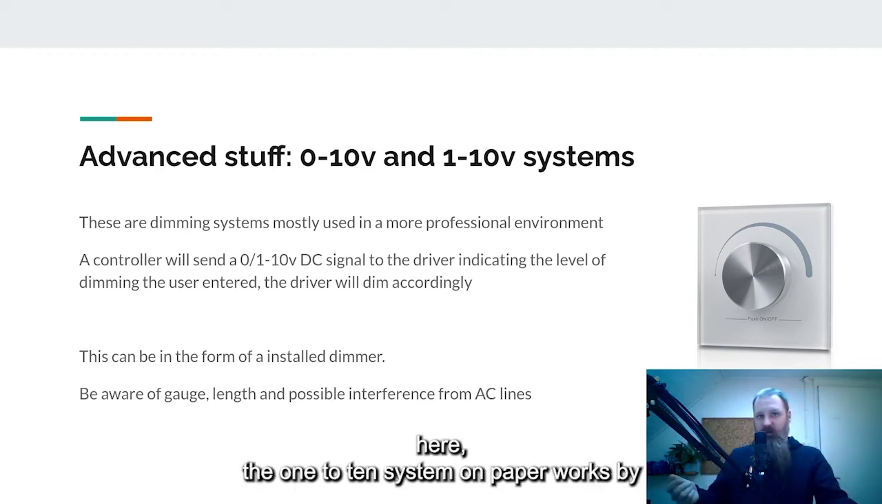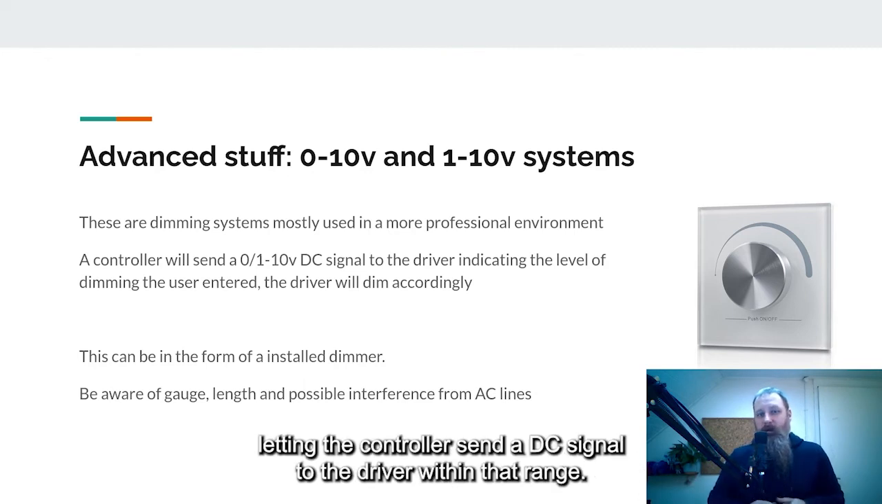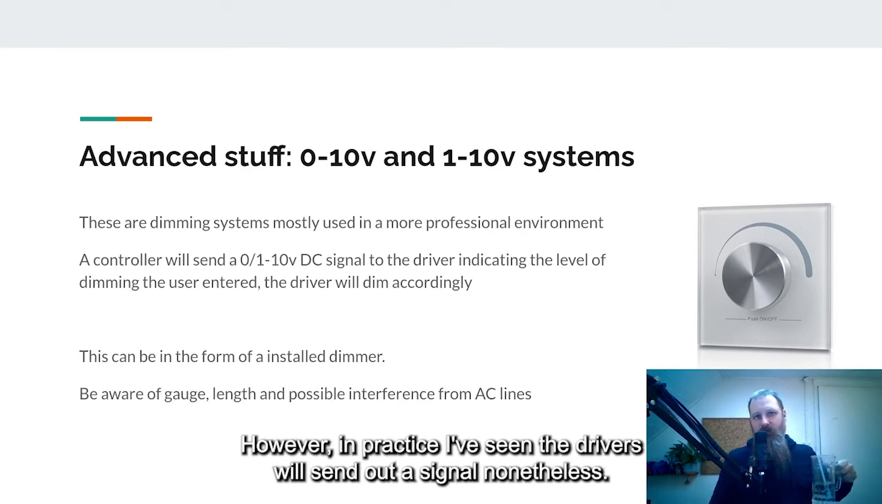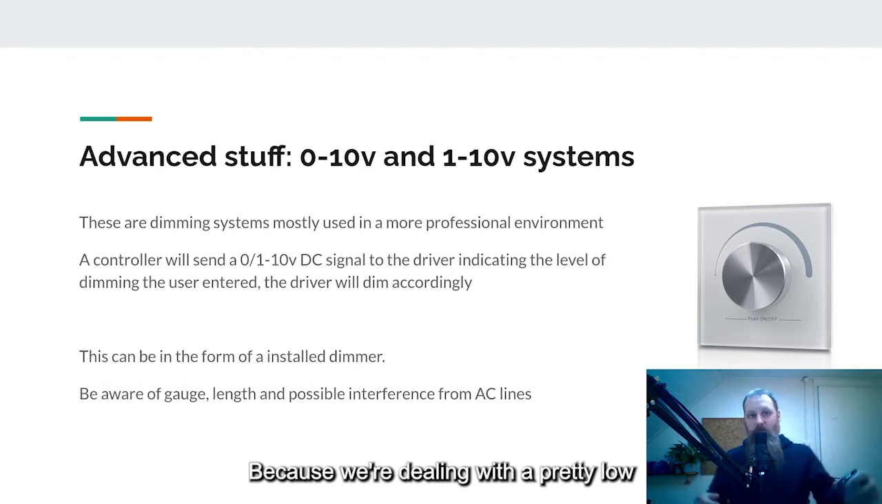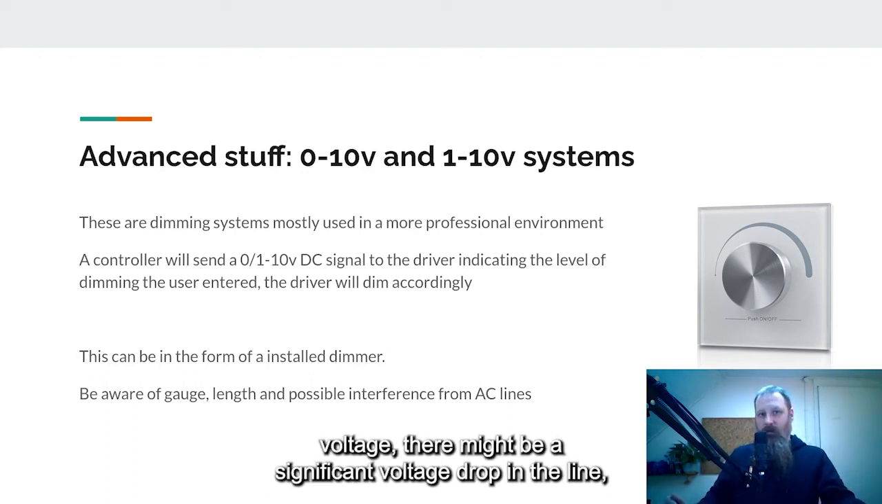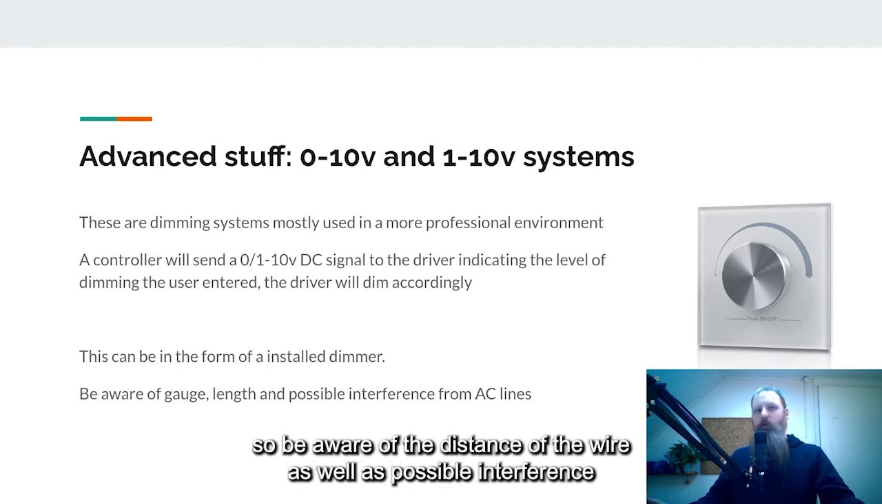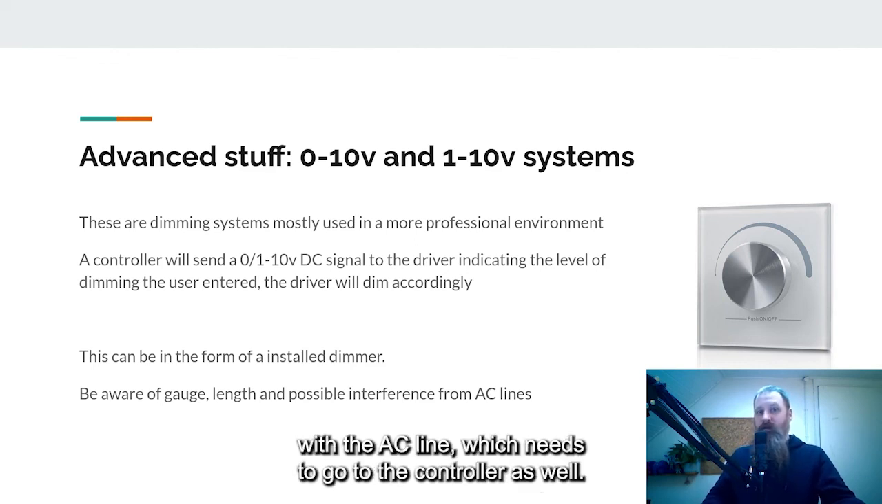The 1 to 10 system on paper works by letting the controller send a DC signal to the driver within that range. However, in practice, I've seen the drivers will send out a signal nonetheless. Because we're dealing with a pretty low voltage, there might be a significant voltage drop in the line, so be aware of the distance of the wire, as well as possible interference with the AC line, which needs to go to the controller as well.